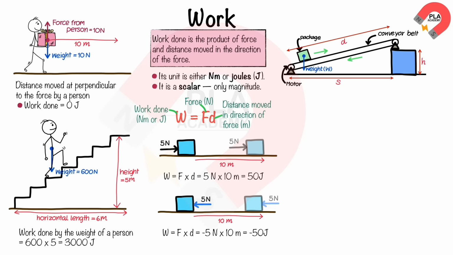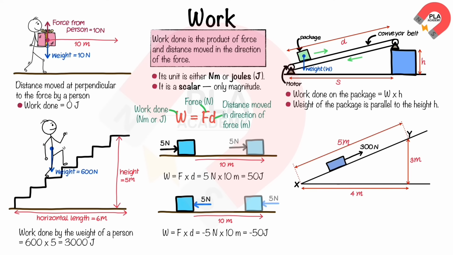In the case of a package with weight W moving along a conveyor belt driven by a motor, as shown, the work done on the package is W times h. This is because the weight of the package is parallel to the height h.